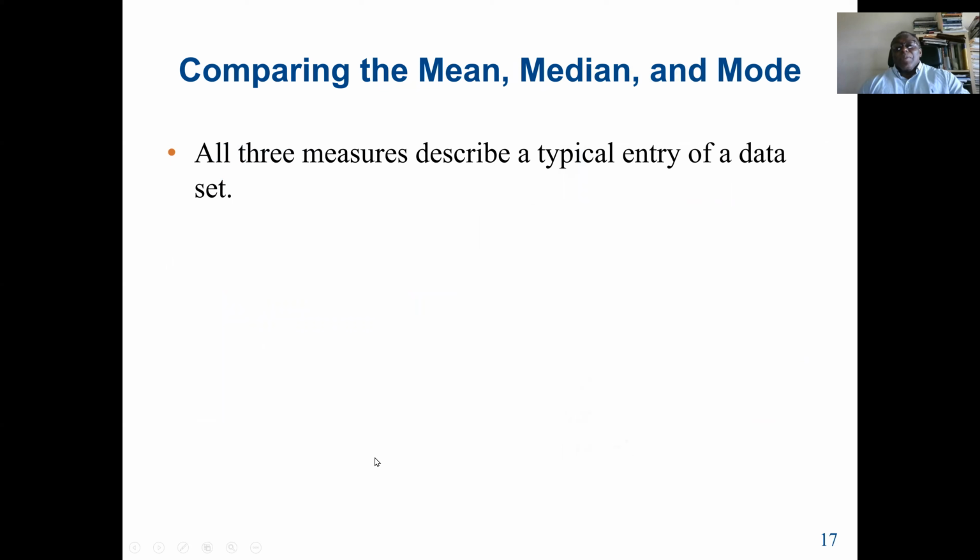Now, comparing the mean, median, and mode, the main difference again is the outlier. An outlier doesn't affect the median. It doesn't really affect the mode, but it affects the mean a lot. So all three measurements describe a typical entry of a data set.